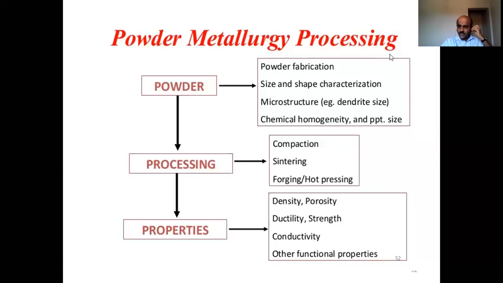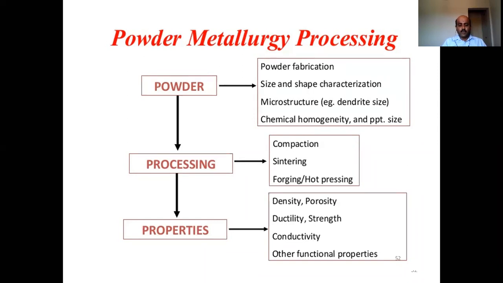Okay, my dear students, let us start where we left off in the previous class. I was just talking about the powder metallurgy process. In the previous classes, we were talking about the definition of powder metallurgy, merits, demerits, and all those things. The next thing is powder metallurgy processing: how you can manufacture products using the powder metallurgy technique.